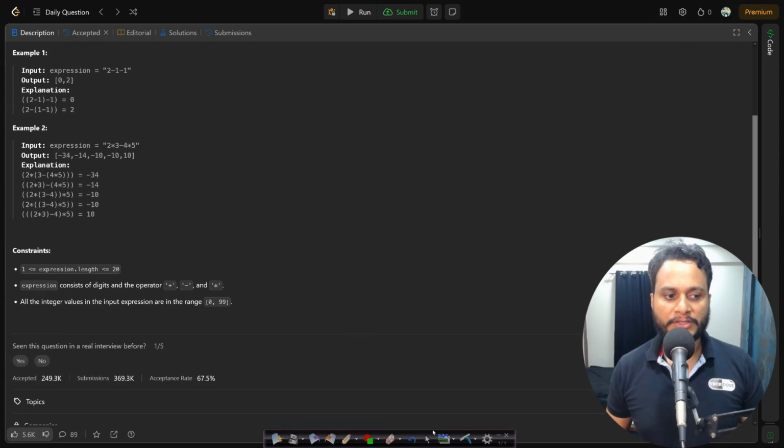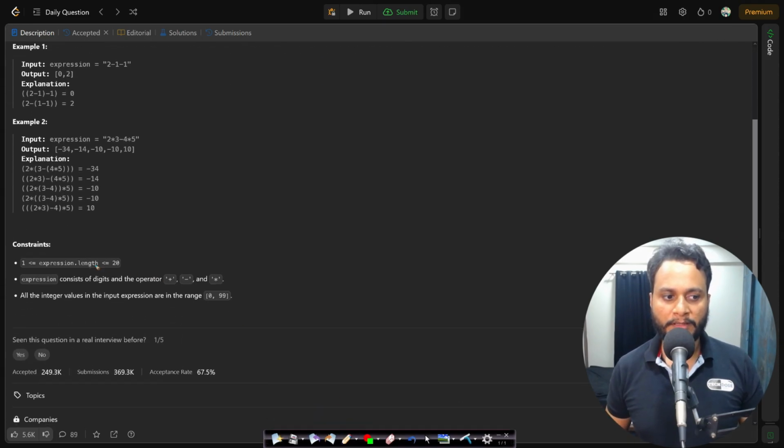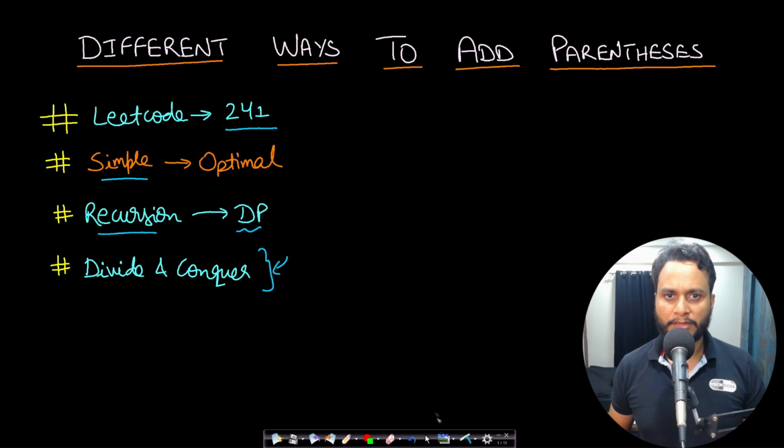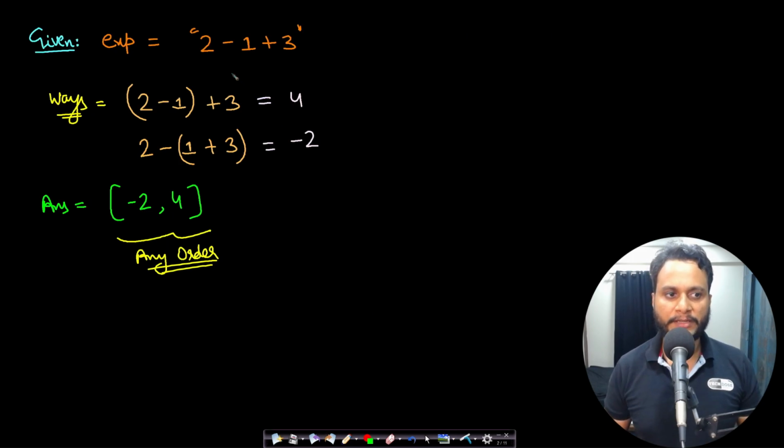If you look at the constraint of the problem, then it says that the expression items do not exceed 20 items, that means from 1 to 20, okay, and they have their operators as plus, minus and multiply, and all the integer values are in the range of 0 to 99, that means either they are 1 digit or 2 digit numbers. Let's now look at an example for better understanding.